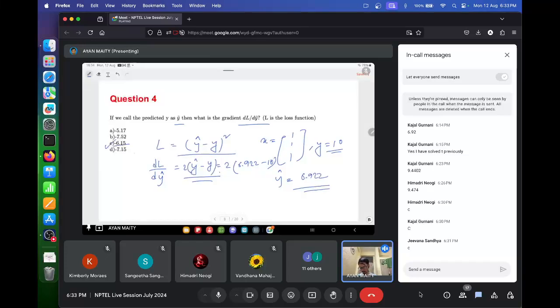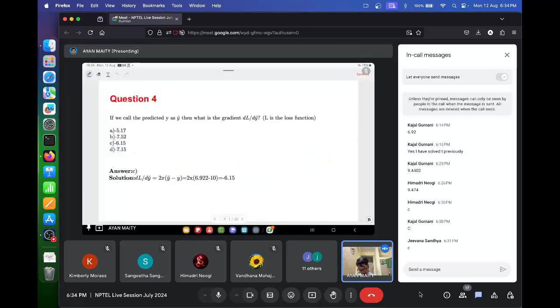So you just have to first compute the derivative of the loss function with respect to y hat, and then put the values that you have already computed, y hat and y, and you will get the gradient of L with respect to y hat. So this is not x, this should be a multiplication. I will rectify it later.